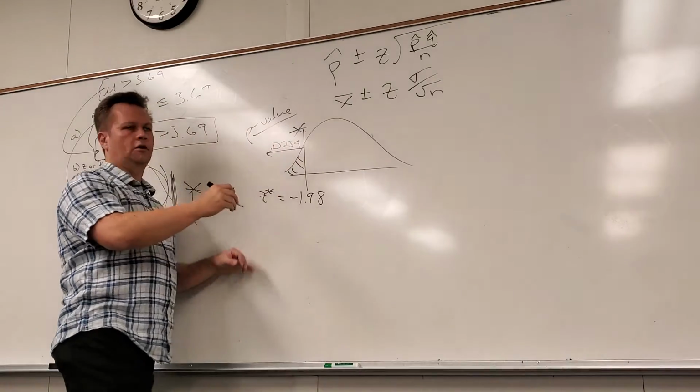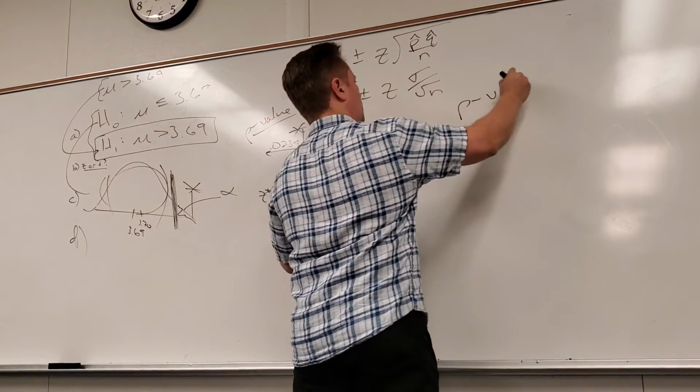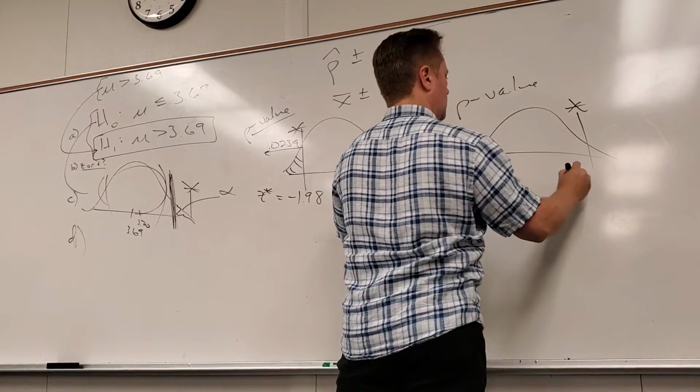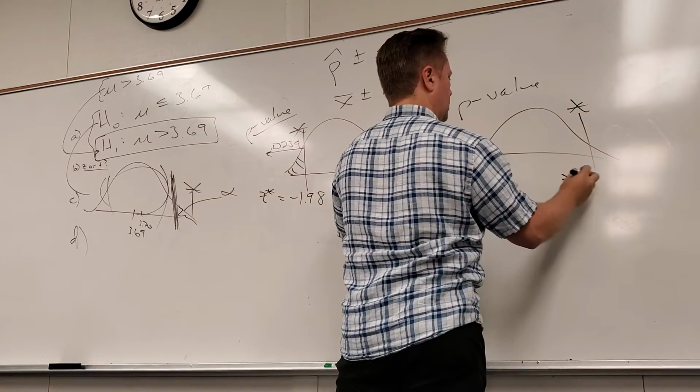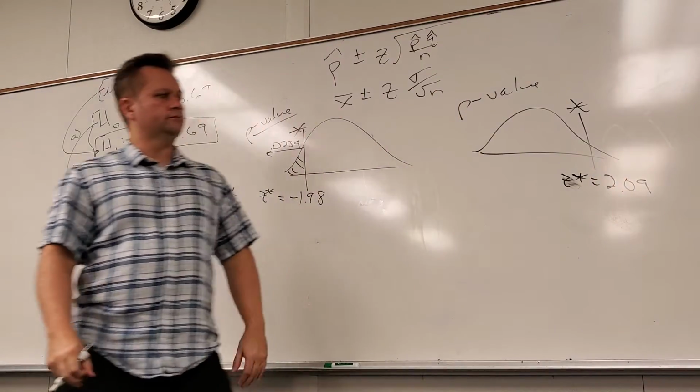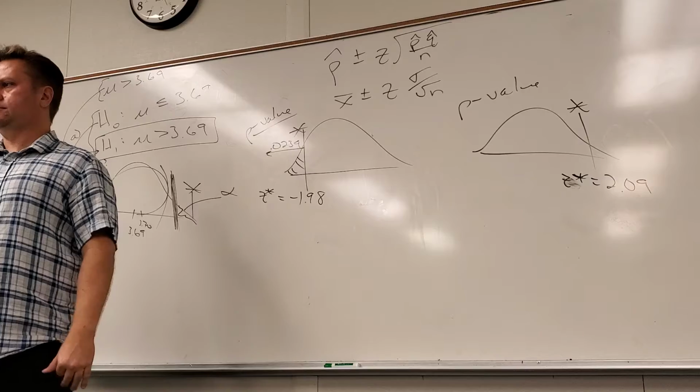0.0239? All right. So what about this p-value? If my z-star was 2.09, you can do it, Jeff. There you go, buddy. What's the p-value then?